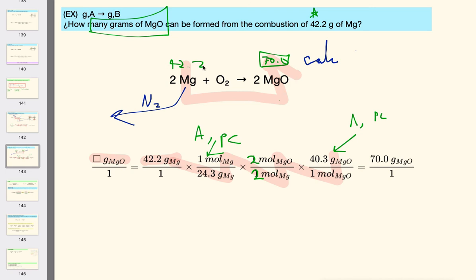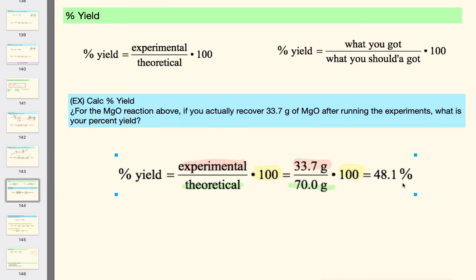Maybe you thought you put 42.2, but you spilled some, and you really didn't have 42, so you couldn't get 70. We don't know what happened, whether it's Mother Nature and there's a legitimate reason, or just poor technique. But one thing we do know is, we only got half as much as we theoretically could have. Any questions on percent yield?